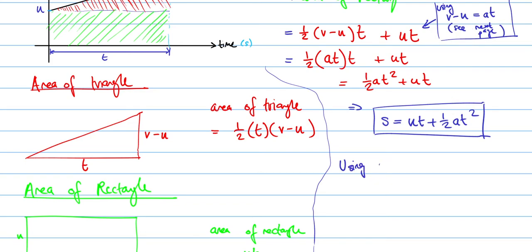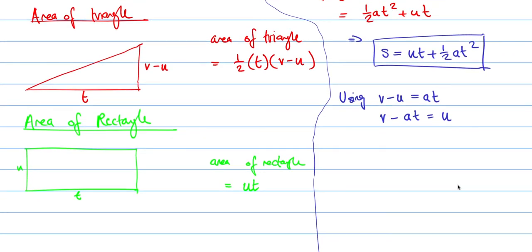So using v minus u is equal to at, we actually can work out the initial velocity in terms of the final velocity. So v minus at is equal to u. So put that to that side, put that to that side. Yep, v minus at is definitely equal to u, and we can just sub it in. So s is equal to, well, v minus at, t plus half at squared.